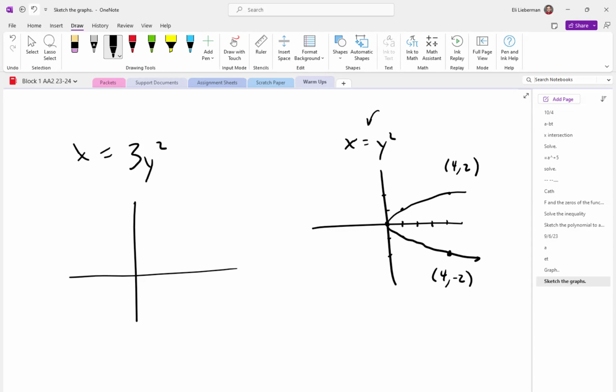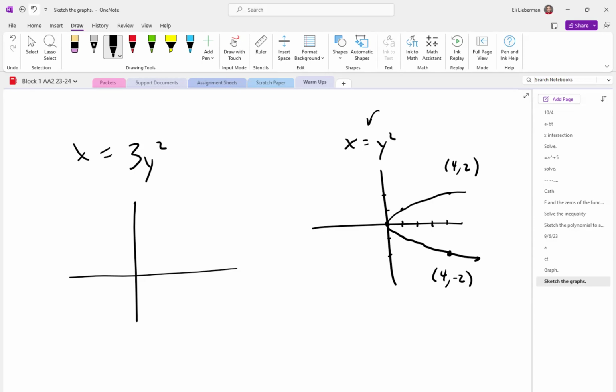Definitely not a function of x. It fails that vertical line test, but it is a function of y, which you'll talk more about next year. But I just at least want to give you a little window into it. So if I want to do x equals 3y squared, what do you think is going to happen to that parabola?